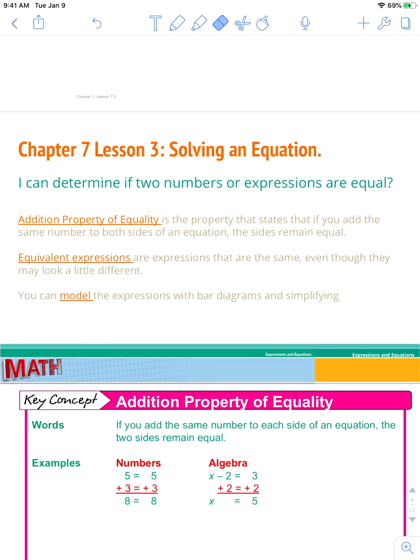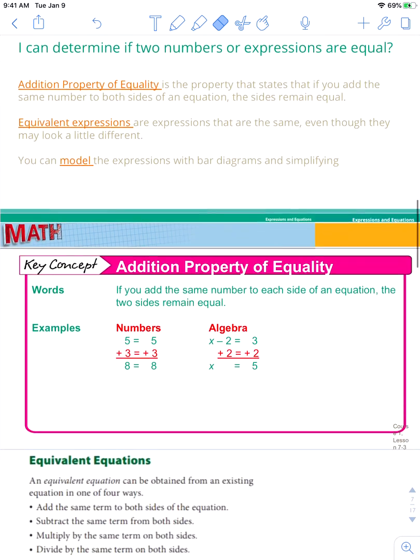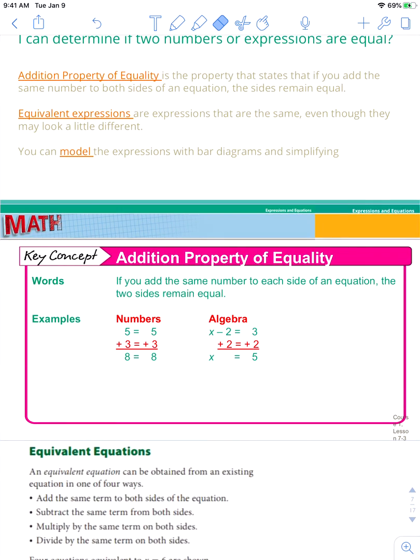And we have the addition property of equality, and that is the property that states that if you add the same number to both sides of an equation, the sides remain equal. We also have the equivalent expressions, and they are expressions that are the same even though they may look different. And you can model the expressions with bar diagrams and by simplifying.